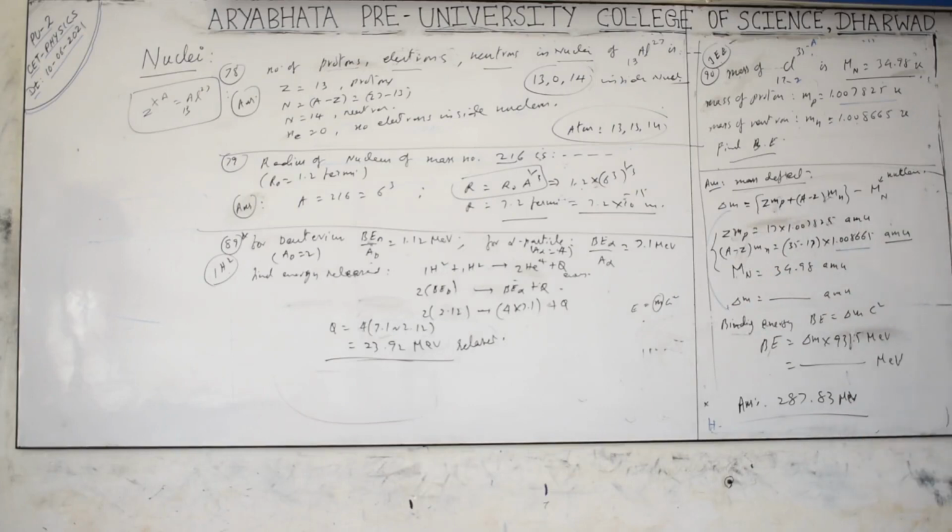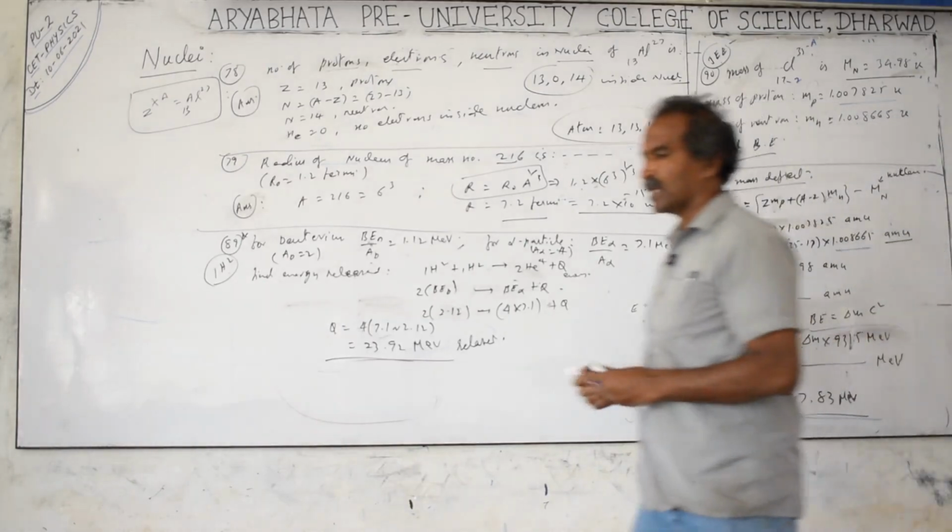Steps will be more, and you have to calculate without a calculator also. And binding energy is nothing but equal to mass defect into c square. This is in joules you will get, but you are taking in AMUs, so directly calculate the mass defect in AMU, multiplication and difference only, into 931.5 MeV, and you will get the answer as 287.83 million electron volts.